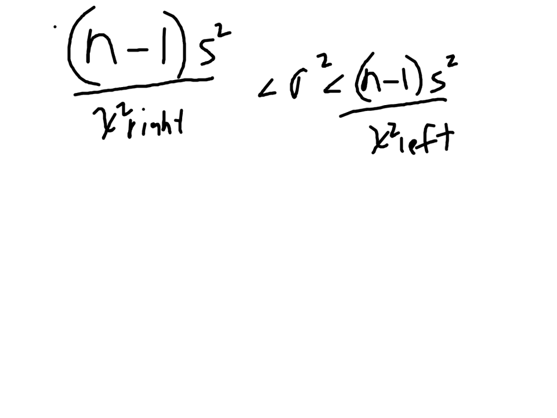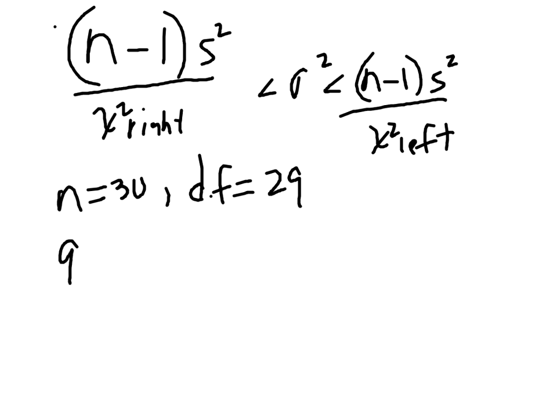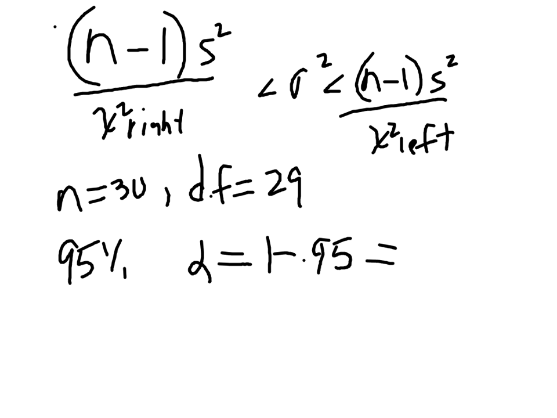Let's go to work first. I'll go ahead and put what we know. We had n equals 30, so our degrees of freedom will equal 29. That's the value we're going to go into the table with. We want the 95% confidence interval, so let's carefully go through that. To find our alpha, it would equal 1 minus 0.95. So our alpha would equal 0.05.